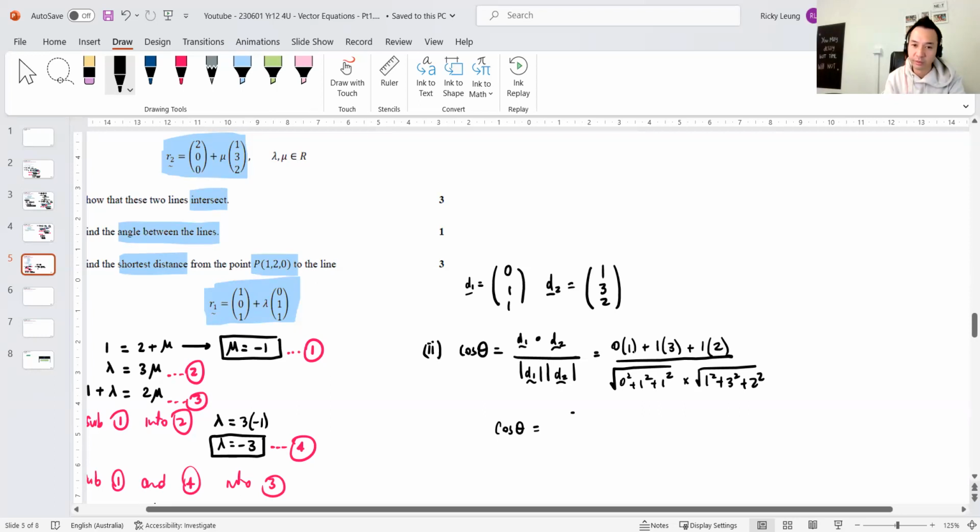5 on top of a square root. What's that? 2 times 14, is it? 2 times 28. Yeah, I think 14 times 2. So then inverse cos that, I think the angle is 19 degrees and 4 minutes.